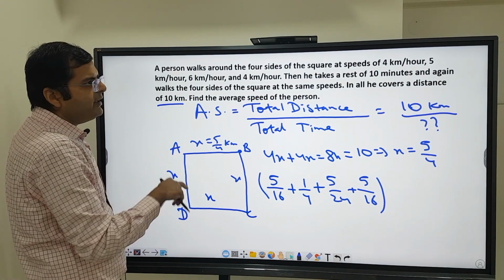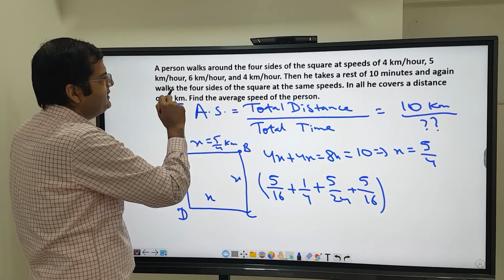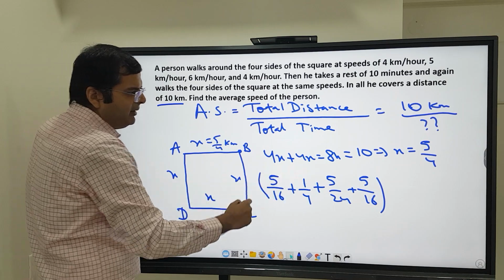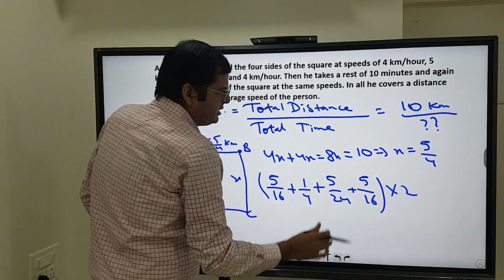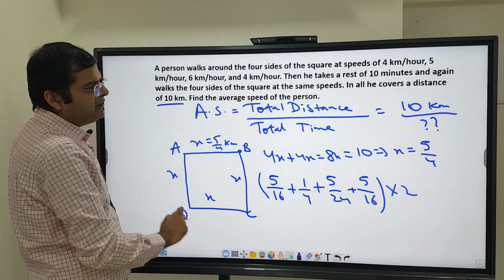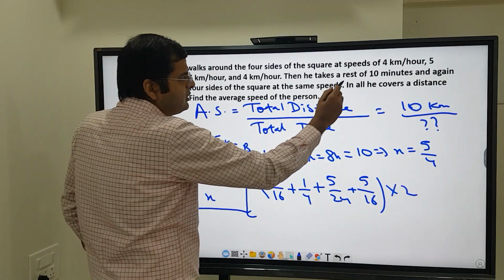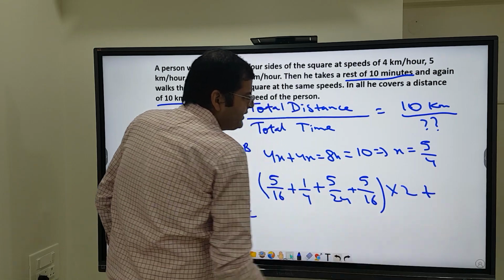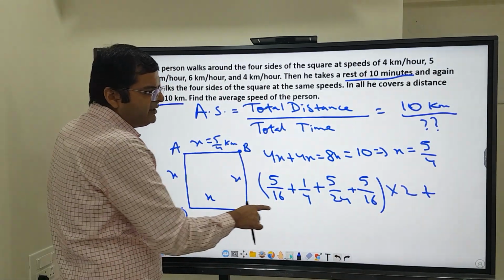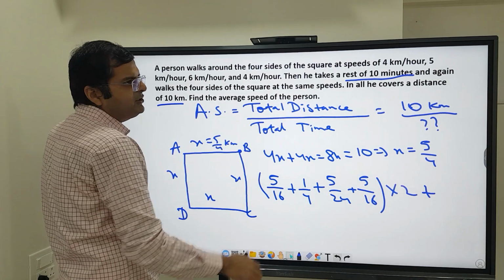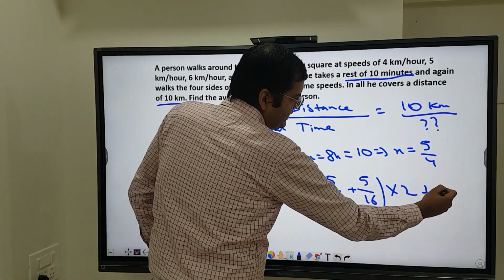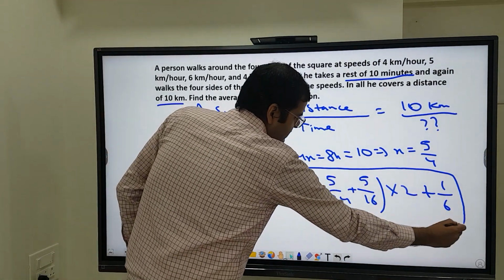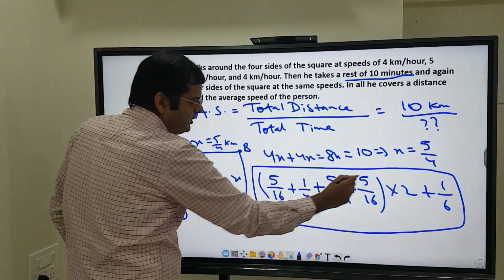But you are completing the square 2 times, because it says you walk the 4 sides of the square at the same speeds again. So the time taken will double. So this into 2 is the time taken to walk the square twice. But then there is also a rest of 10 minutes, which should also be included. Everything over here is in hours, so 10 minutes should also be in hours. 10 minutes in hours is 10 by 60, which is 1 by 6. So this is the total time taken, the thing that I am putting in this bracket.